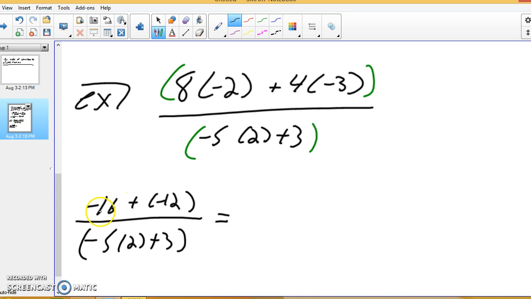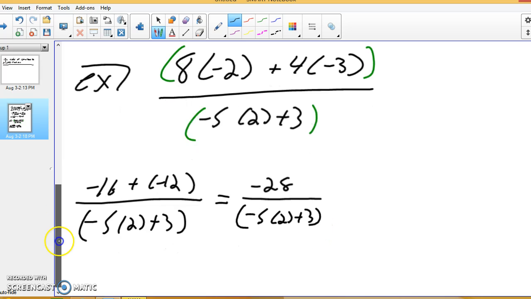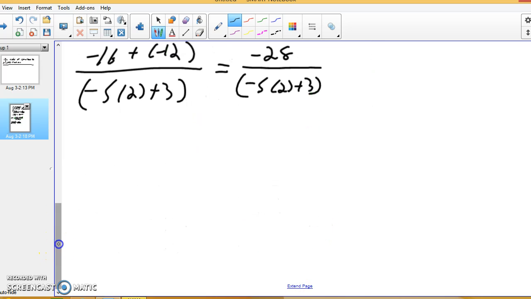Okay, again, so now we have a negative 16 plus a negative number. So now that just stays as negative, so negative 16 minus 12 is negative 28, all over negative 5 multiplied by 2 plus 3. Okay, so now that I've finished solving the top, I'm going to work on the bottom.